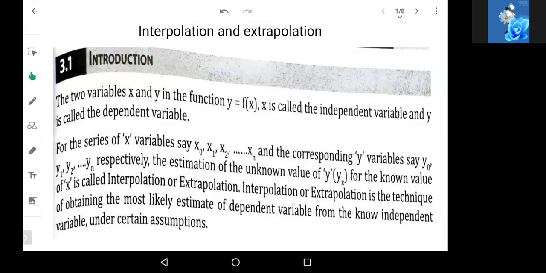Did you understand till here? Kindly reply in the chat box quickly. Understood till here?